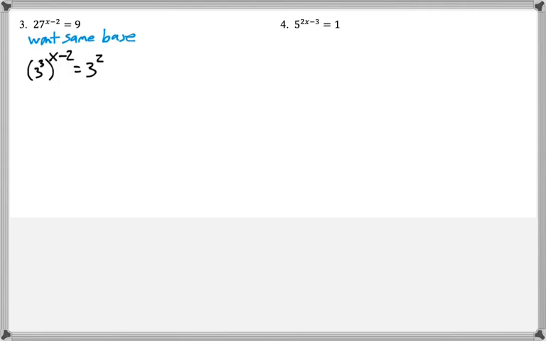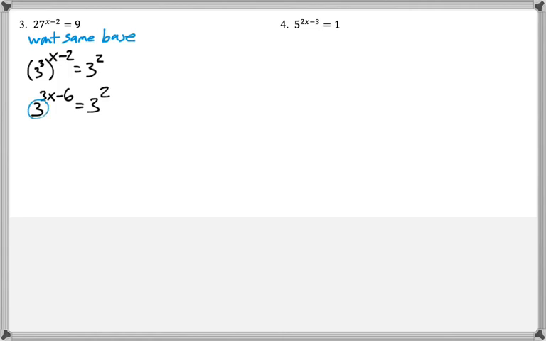So on the left, this is power to power, which means we need to multiply. So 3 raised to the 3x minus 6. So I distributed that. And that's equal to 3 raised to the 2.